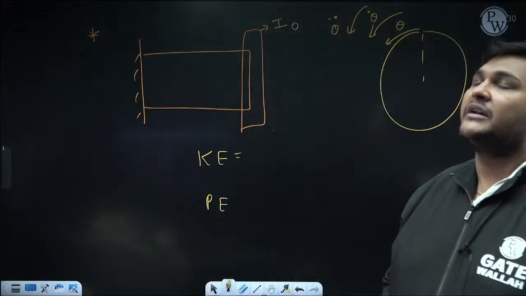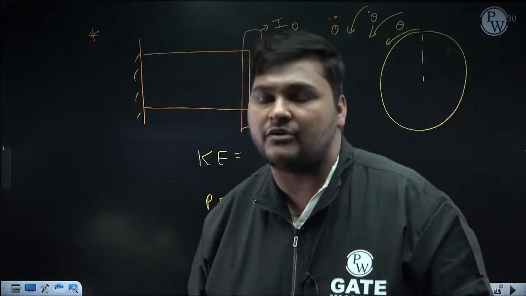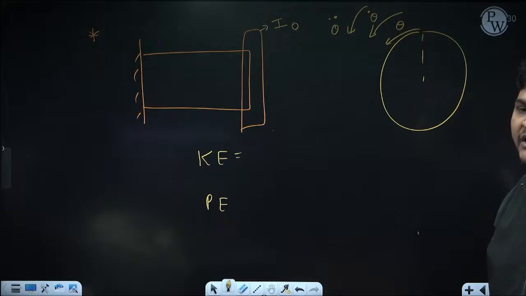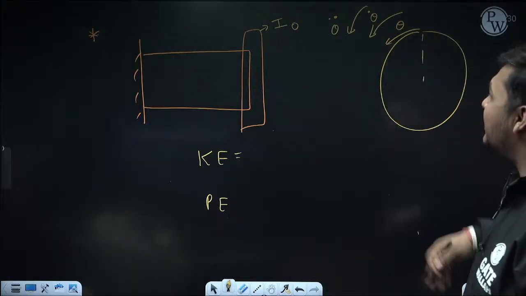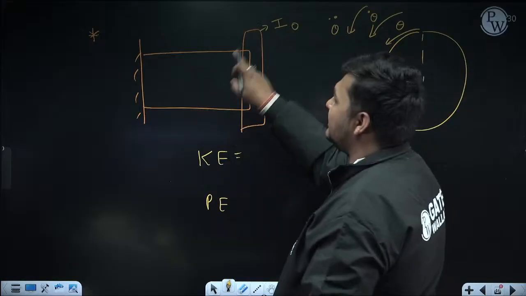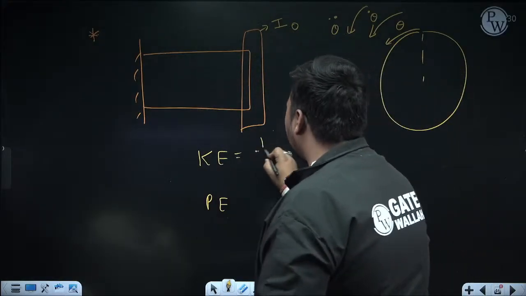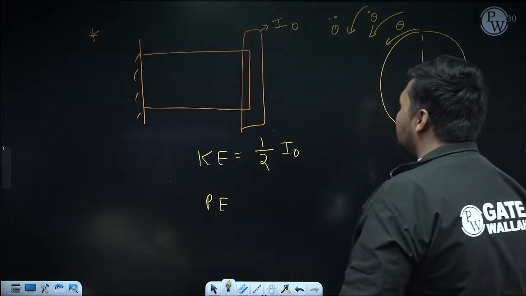Then the formula to calculate kinetic energy is not half mv square, it is half I omega square, where I is the mass inertia about the axis of rotation and omega is angular velocity. Since the rotor is rotating and the shaft is massless, I'm calculating kinetic energy only for the rotor. So kinetic energy will be half I naught, which is the mass inertia about the axis of rotation, into omega square.